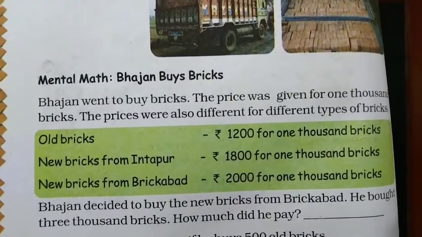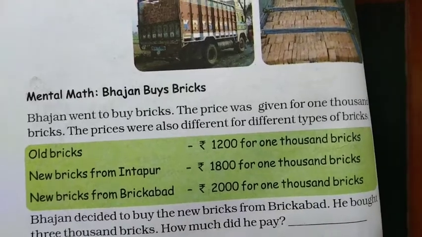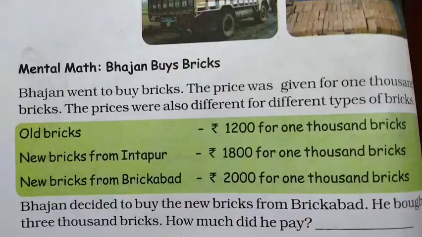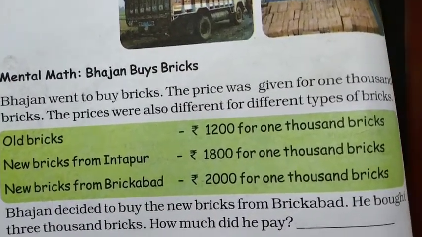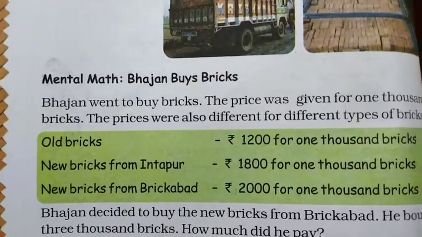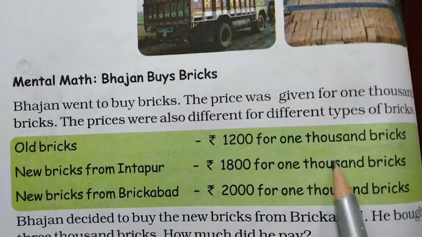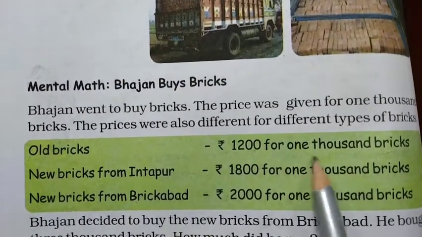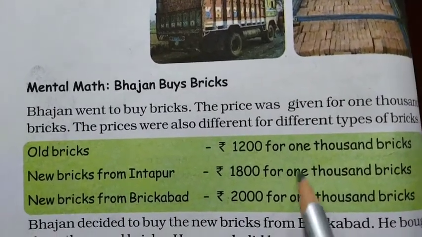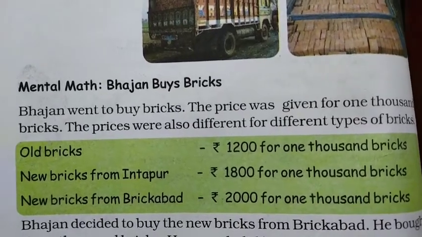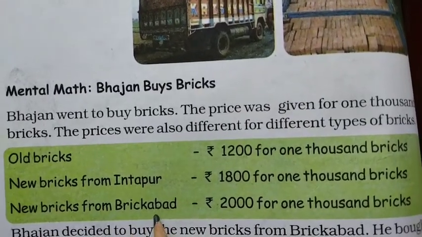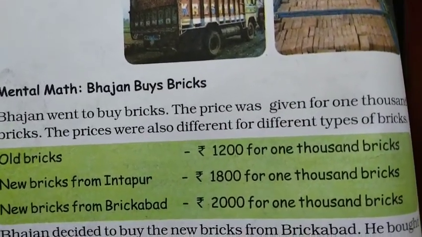See, old bricks, new bricks from Brickabad and Itapur. The price of old bricks is rupees 1200 for 1000 bricks. कोई एक दो brick तो लेगा नहीं, buy करेगा. So these are the prices of 1000 bricks. New bricks from Itapur 1800 for 1000 bricks, and new bricks from Brickabad 2000 for 1000 bricks.